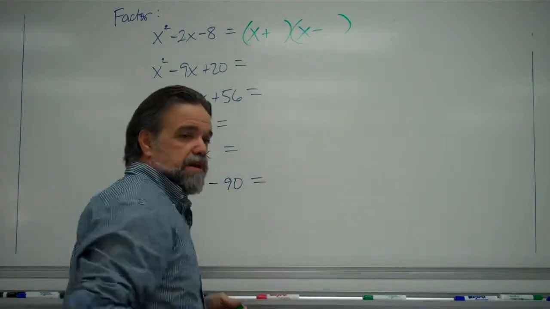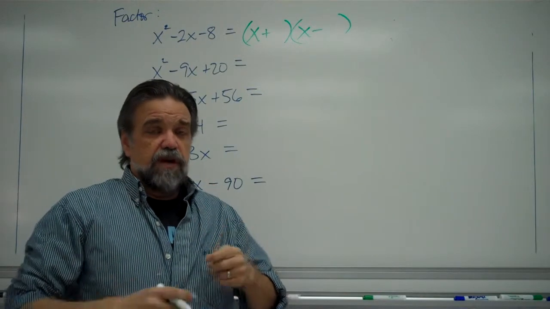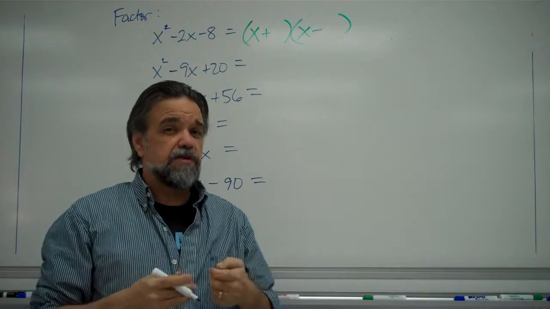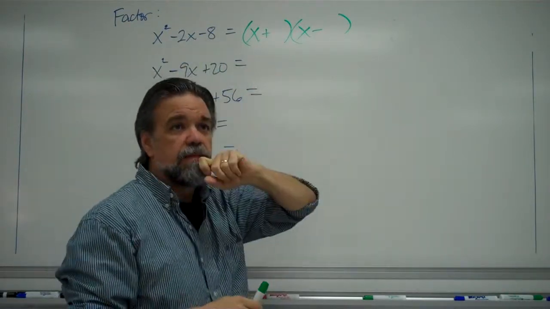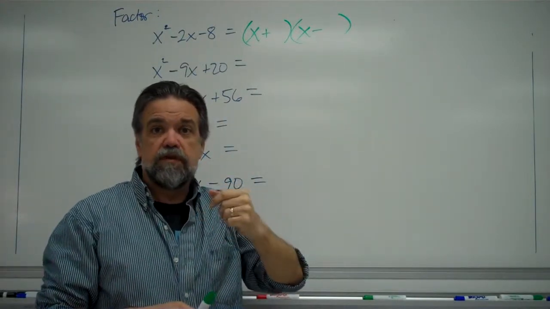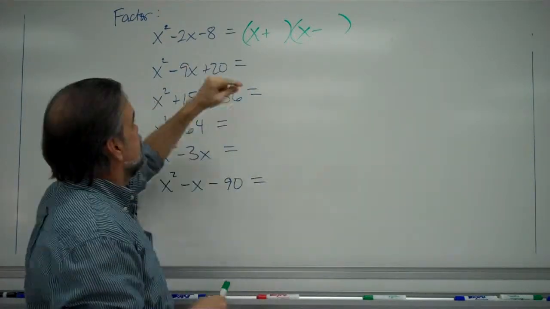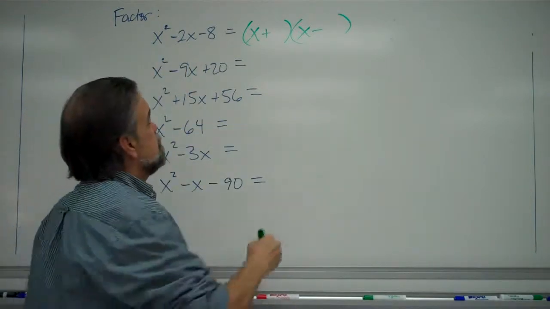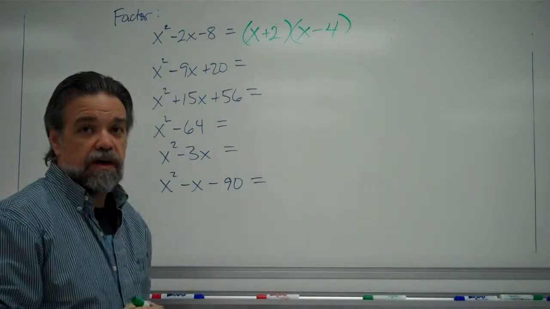It's positive times negative. And when I'm adding a positive number and a negative number, I'm actually subtracting. So what I'm looking for is two numbers whose product is 8, whose difference is 2. And that would be 4 and 2. In particular, it's going to be positive 2 and negative 4, because when I add positive 2 and negative 4, I get negative 2. So this is going to be x plus 2 times x minus 4, and that works.